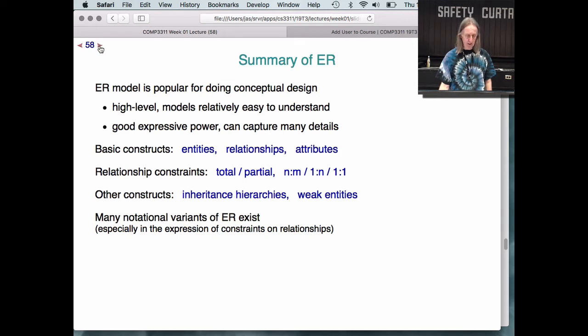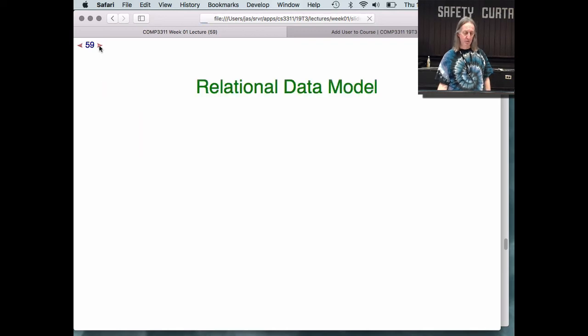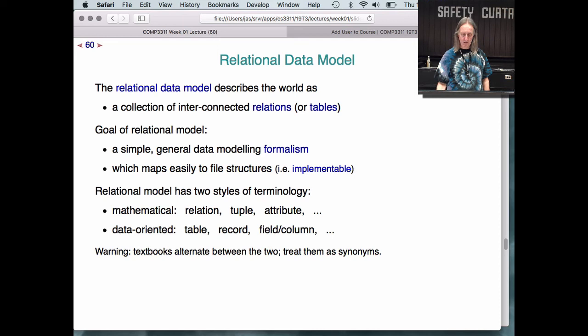But like I said, if you pick an arbitrary textbook, you're going to find something different. I think the notation that I've been using here is a blend of the Stanford book and the Korth Silberschatz book. Alright, so now we've got 10 minutes to look at the relational model.